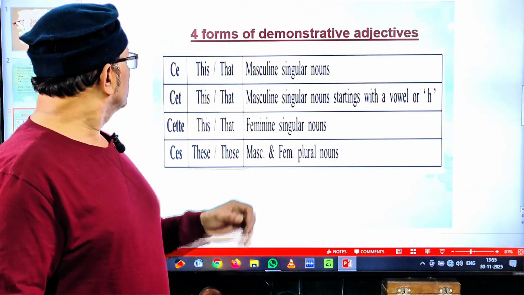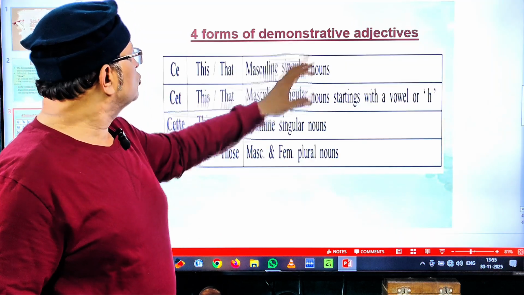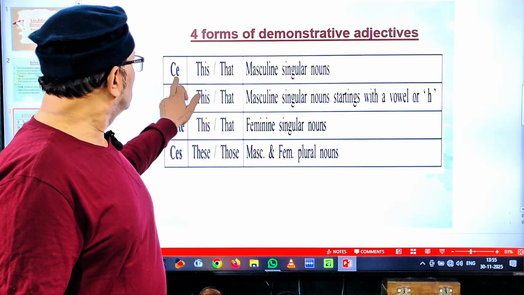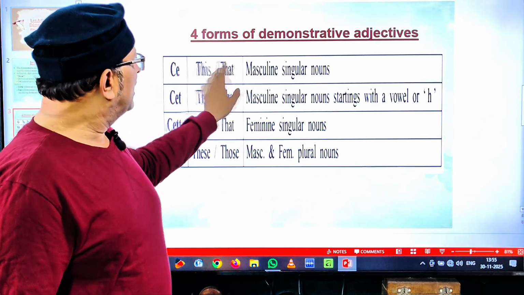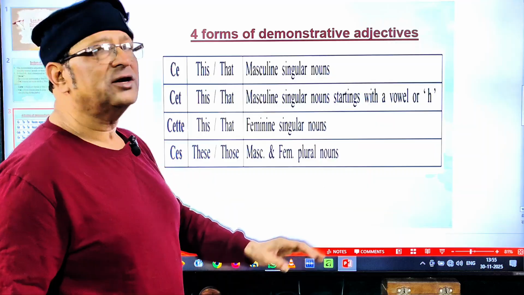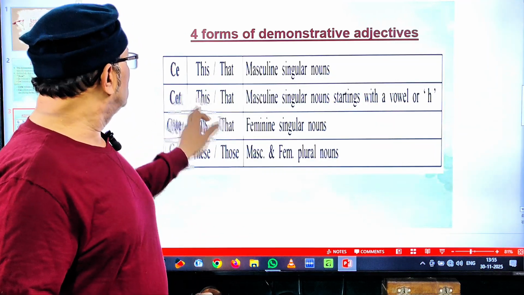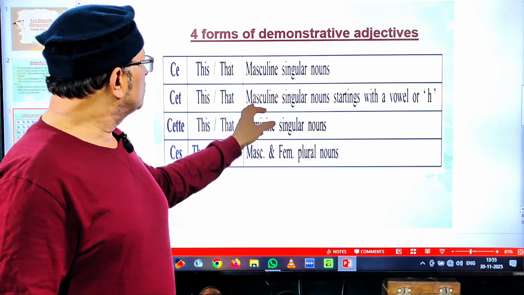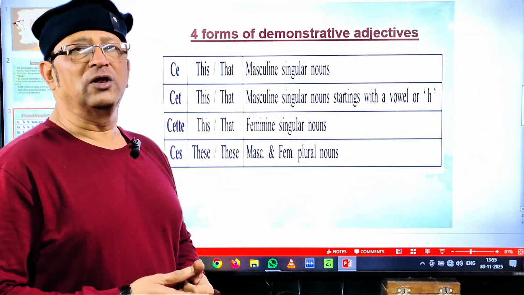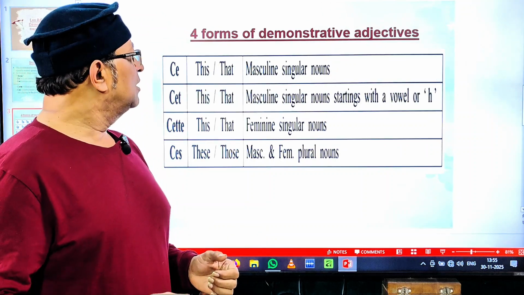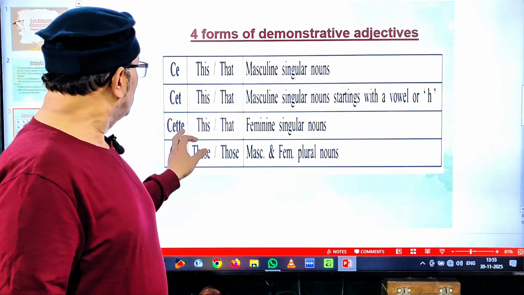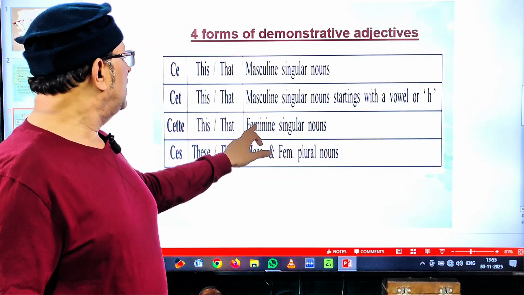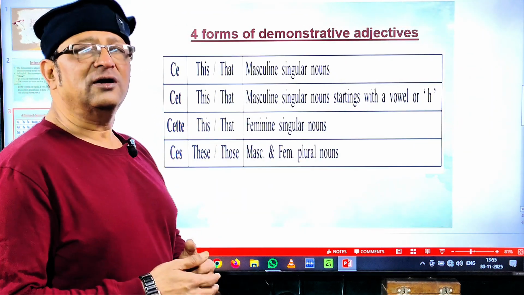So we have 4 words for demonstrative adjectives. Here you can see, first one is ce, meaning this, that, and ce is used with masculine singular nouns. Then cet, meaning again will remain the same, this, that, and cet is used with masculine singular nouns starting with a vowel, or you can say A, E, I, O, U, H, and Y also. Then cette, and again meaning will remain the same, this, that. It is used with feminine singular nouns.